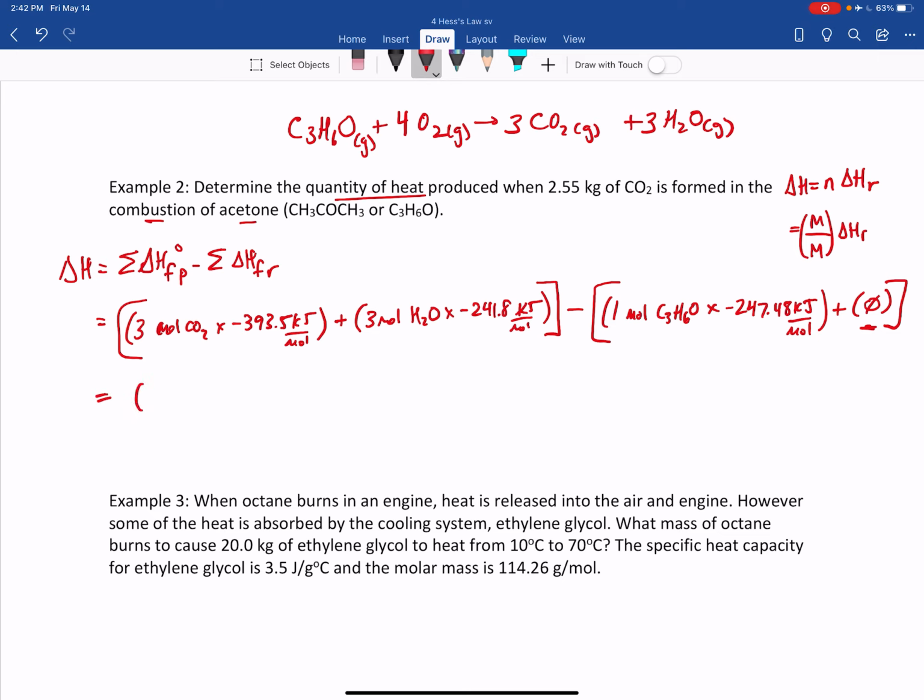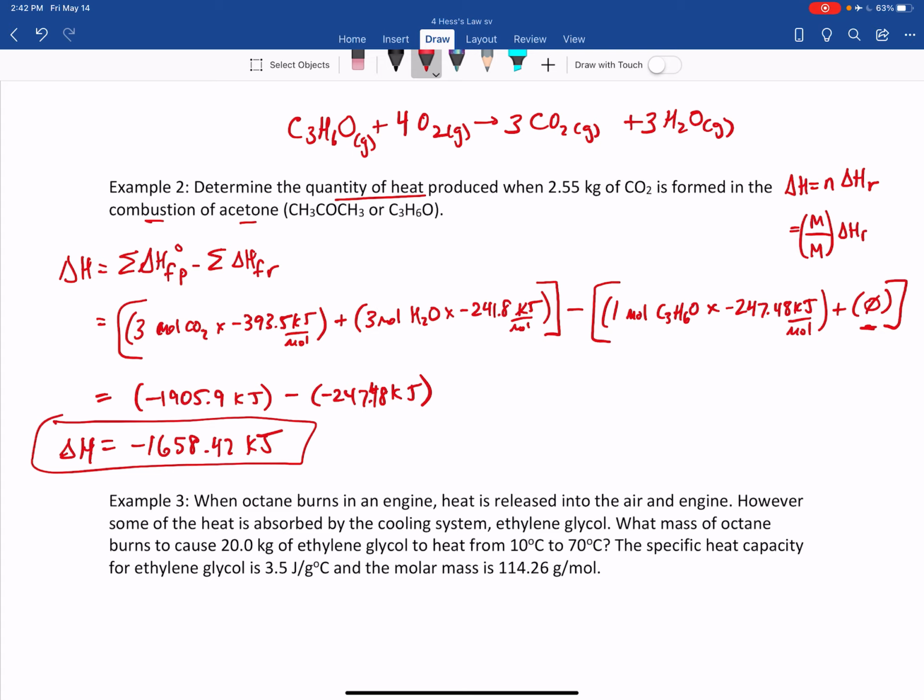So then when we simplify each one of those brackets, we're going to get 1905.9 kilojoules, take away bracket negative 247.48 kilojoules. Again, we simplified out the moles. We get an energy change of negative 1658.42. So I'm just keeping some significant digits extra as we go through this. So there's the energy change.